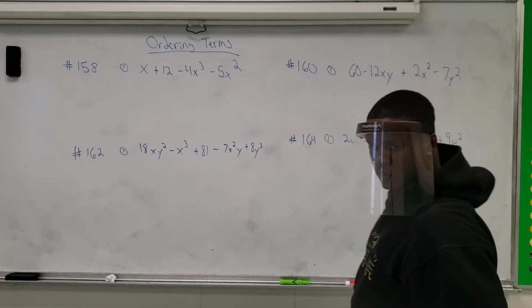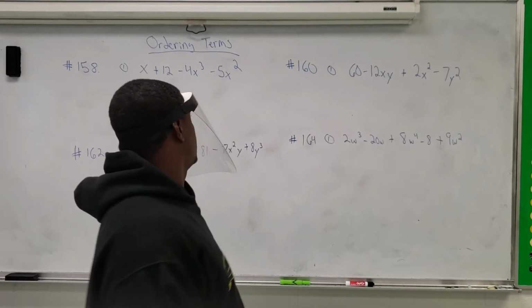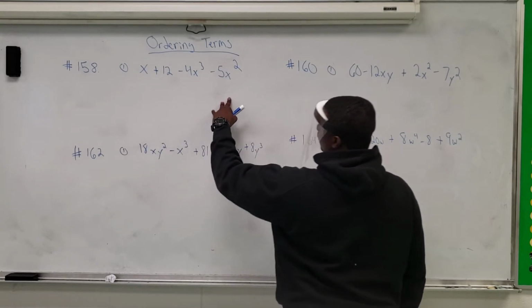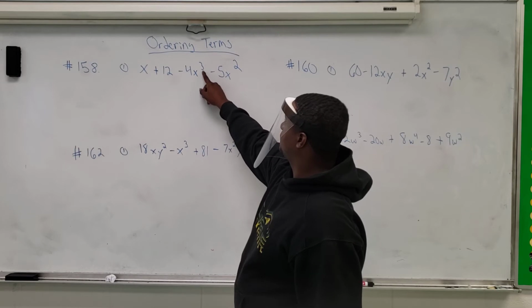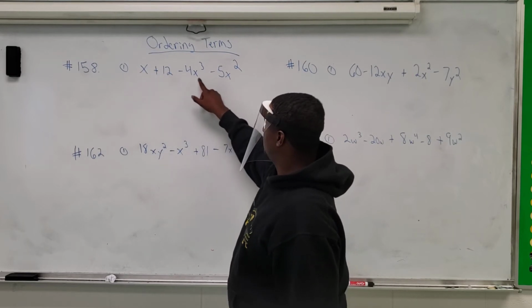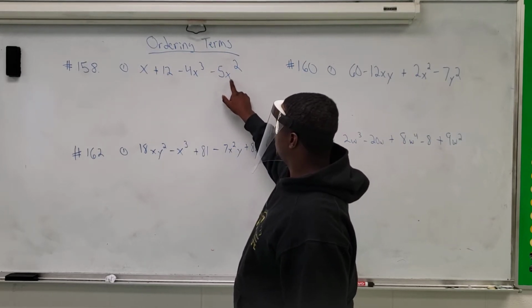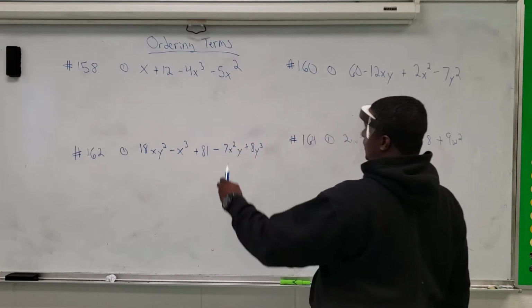Okay, today we're doing ordering terms. When you're ordering terms, you go by the greater exponent, and the variables have to be in alphabetical order, followed by your constants. So I look at my exponents.